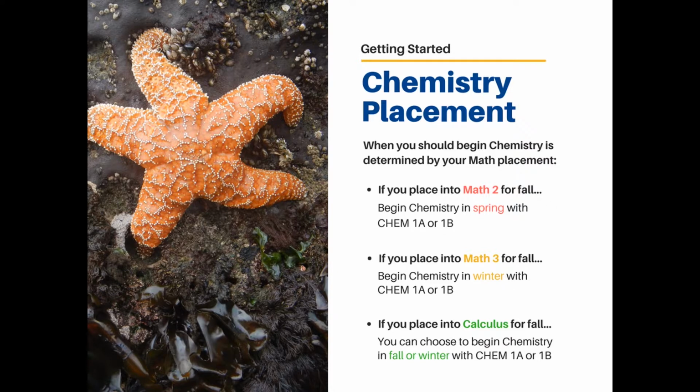Your math placement will then determine when you can begin general chemistry at UCSC. For example, if you place into Math 2 for fall, you would begin chemistry in spring quarter with Chem 1A or Chem 1B. If you place into Math 3 pre-calculus for fall, you may begin general chemistry in winter quarter with Chem 1A or Chem 1B. If you place into calculus for fall, you can choose to begin chemistry in fall or winter with Chem 1A or Chem 1B. All of these options will get you on track to declare your major on time.